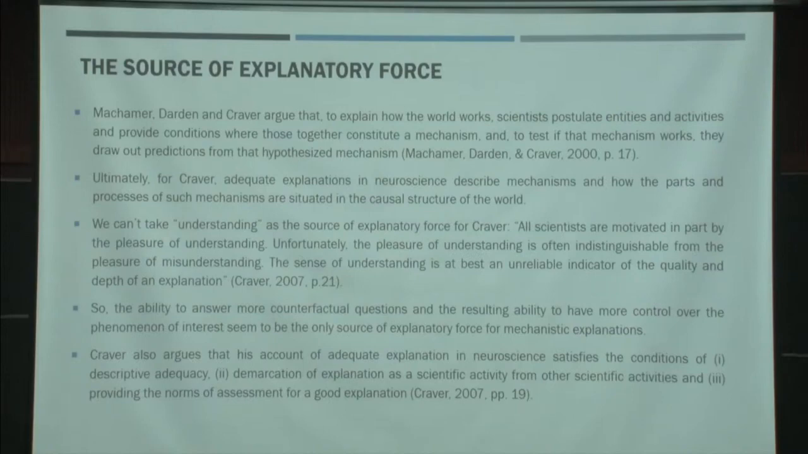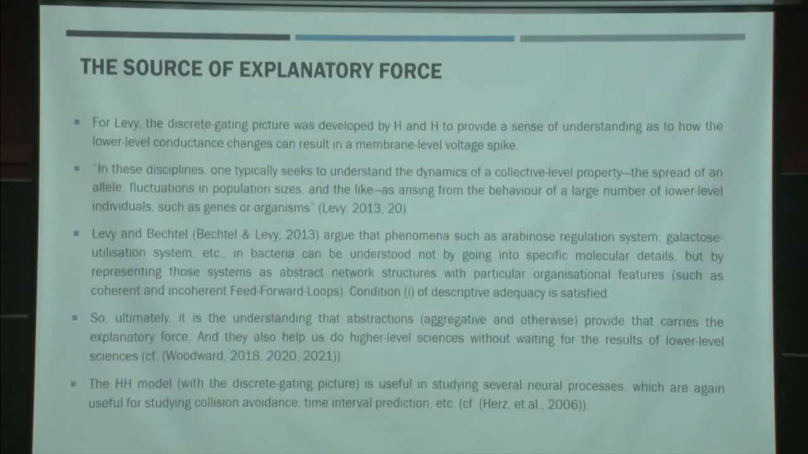And Craver argues that an account of adequate explanation has to have three conditions. The first is descriptive adequacy: the account of explanation has to tell us what scientists do in that particular practice, so it has to adequately describe the practice of scientists. The second is that the account of explanation has to tell us how explanation is different from other scientific activities. And the third is that the account of explanation has to provide the norms on the basis of which we can assess whether it's a good explanation or not. For Craver, mechanistic explanations satisfy all these three conditions. That's why he thinks mechanistic explanations are adequate explanations.